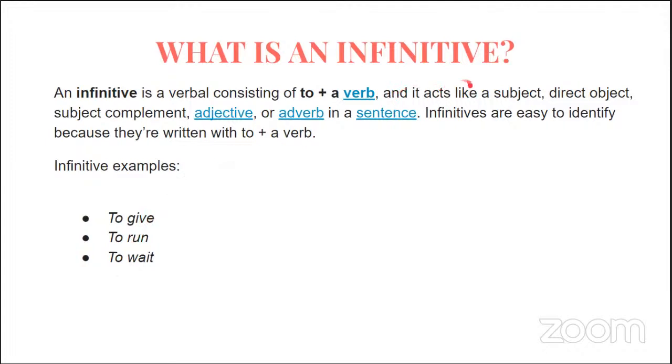Infinitives can act like a subject. They can also act like the direct object in a sentence or the subject complement, which is either the adjective or adverb in a sentence. Infinitives are easy to identify. Why? Because of this structure, right? To followed by a verb. Now you know infinitives can act like subject, direct object, and subject complement. In the case of subject complement, we are talking about adjective or adverb.